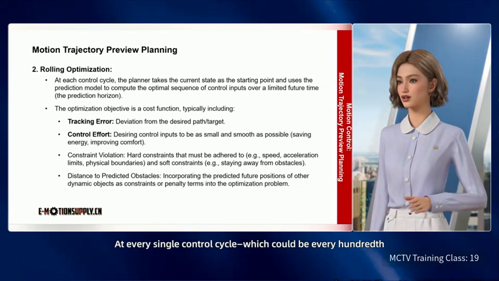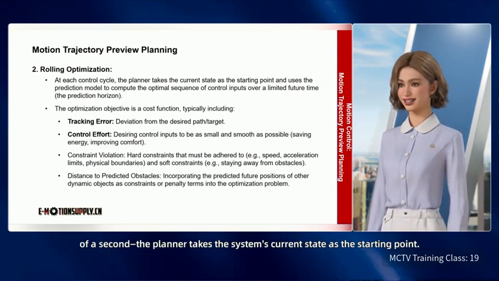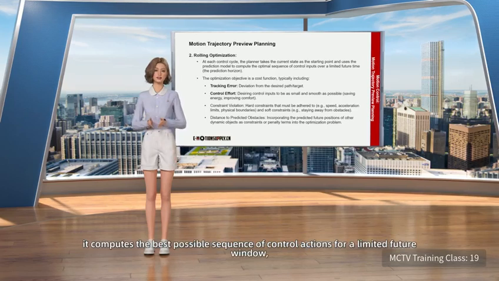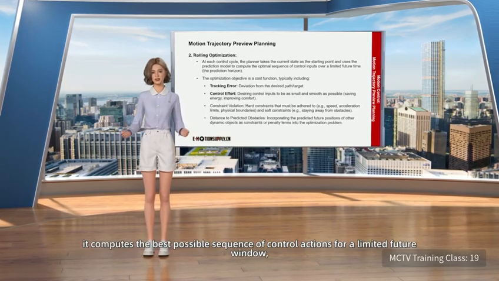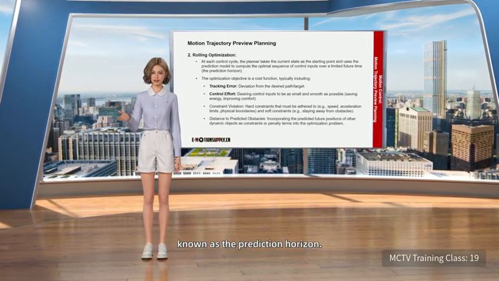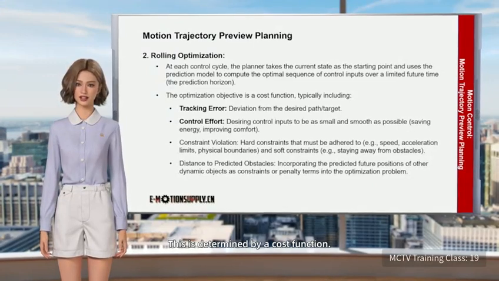At every single control cycle, which could be every hundredth of a second, the planner takes the system's current state as the starting point. Using the prediction model, it computes the best possible sequence of control actions for a limited future window, known as the prediction horizon. But what defines best? This is determined by a cost function.